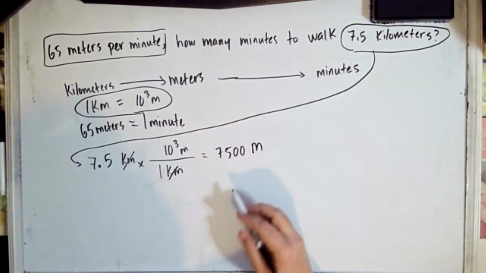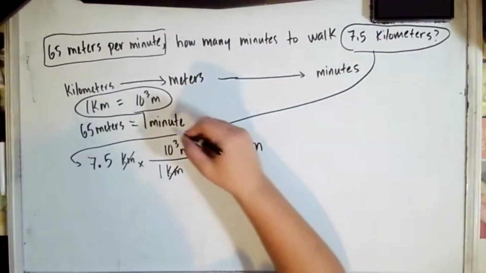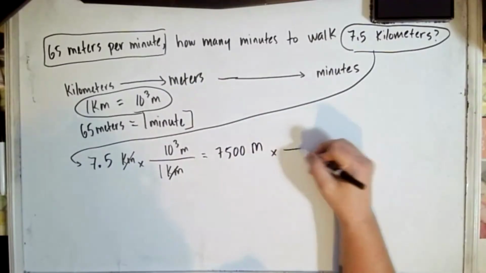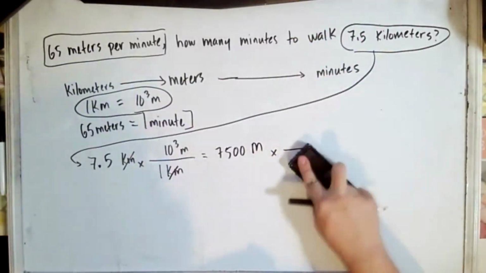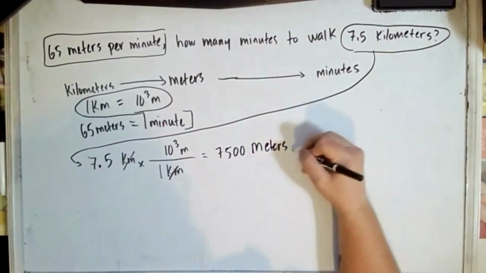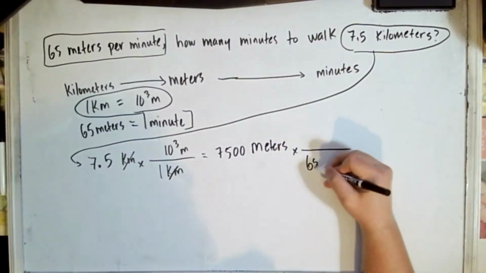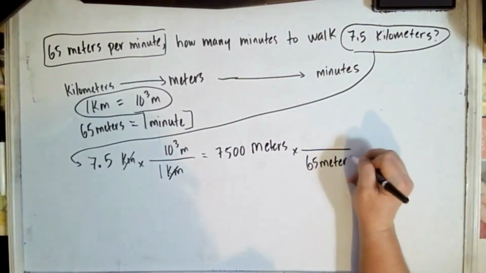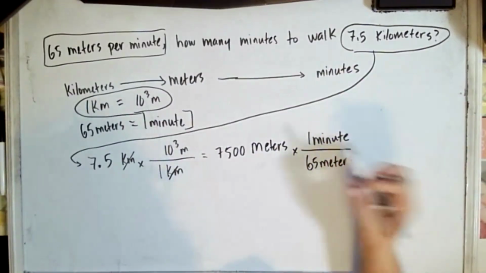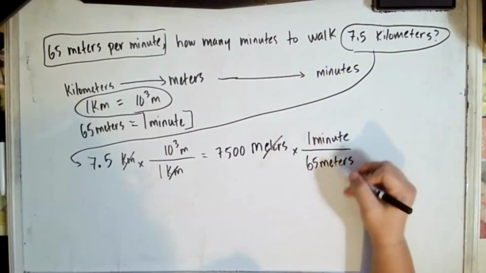Okay, but we have 7,500 meters. Once you have your value in meters, then you can use your second equality and go from meters to minutes. I'm just going to write the word meter out. So our equality tells us that we can go 65 meters in every 1 minute. Meters are on opposite sides of the fraction bar so that we can cancel.